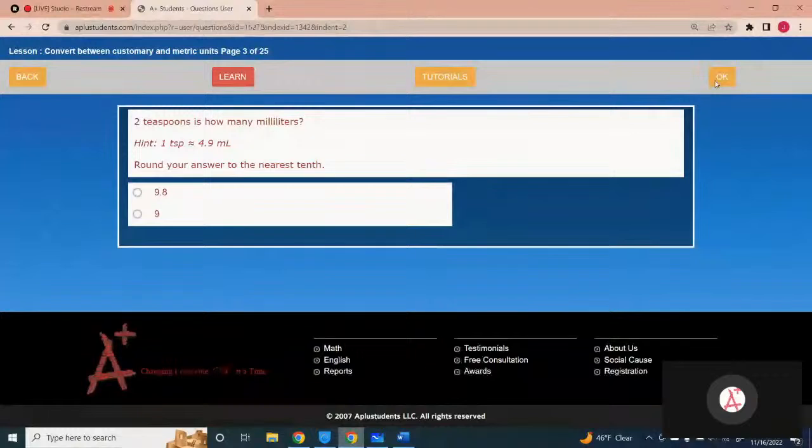Okay, 2 teaspoons is how many milliliters? We know that in 1 teaspoon you have 4.9 milliliters. So for 2 teaspoons you have to do 2 times 4.9. Got it? So 2 times 4.9 is 9.8.